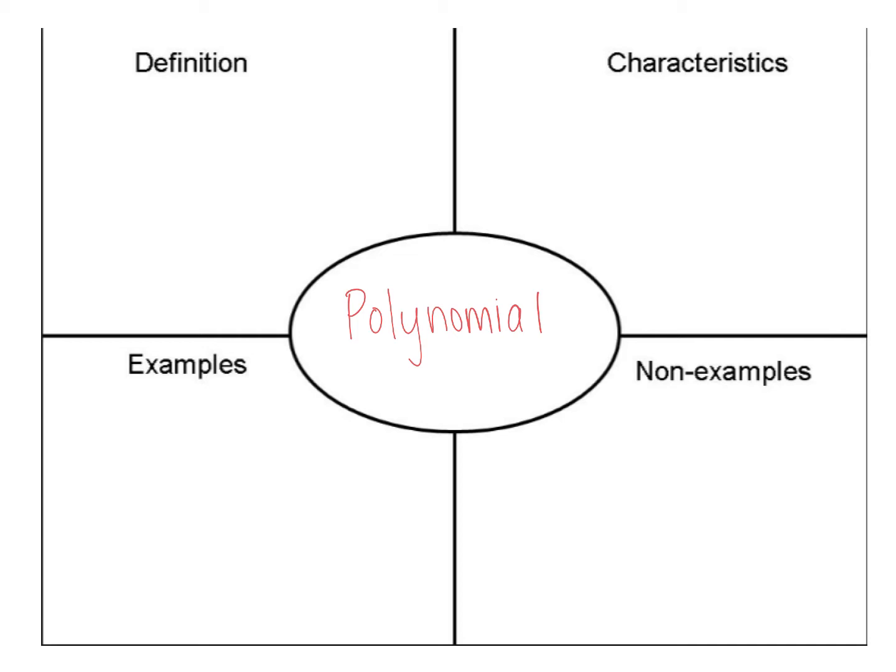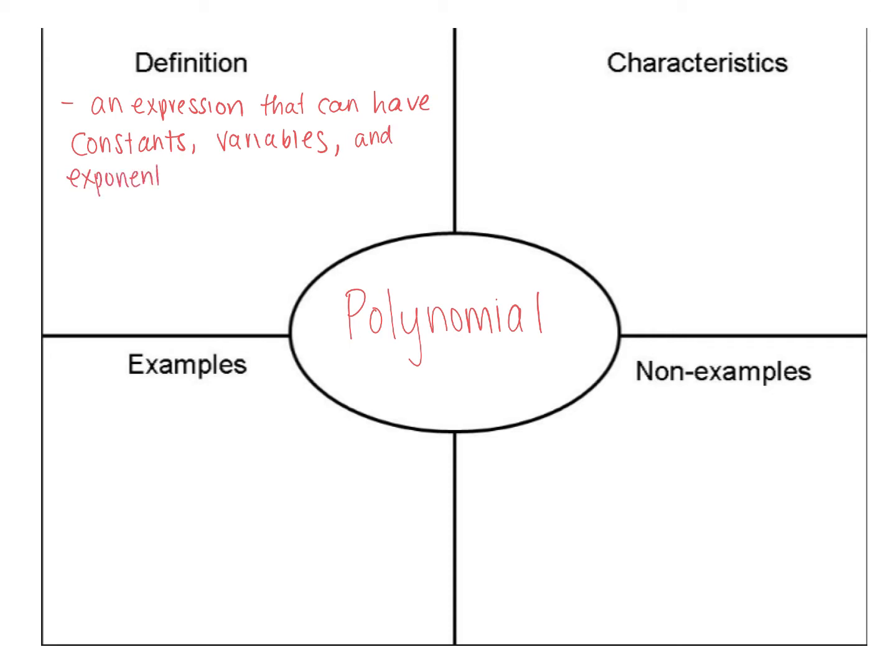So the first thing we're going to do is we're going to define a polynomial. And a polynomial is an expression that can have constants, and we'll talk about what a constant is later, variables, and exponents. But, this is important, there's three things that we need to focus on. And what it can't have is that when we're looking at a polynomial, there's no division by a variable.